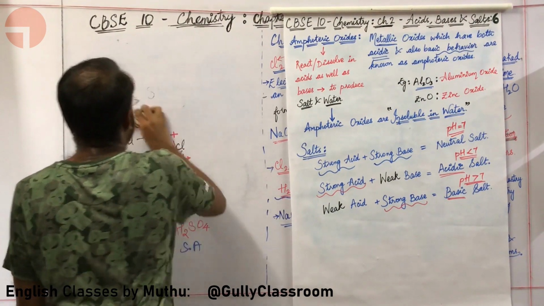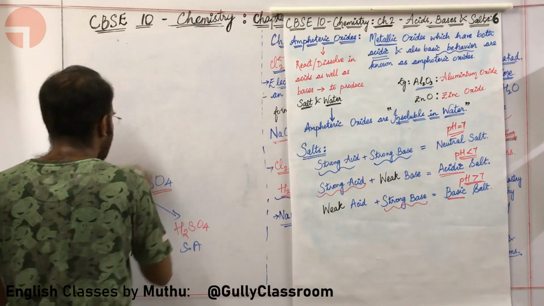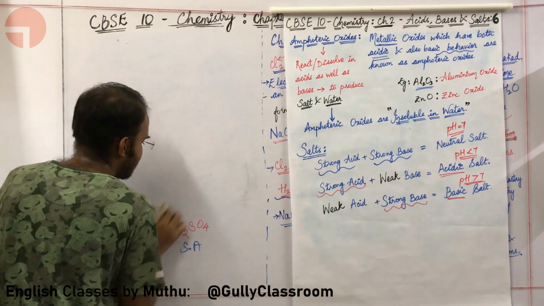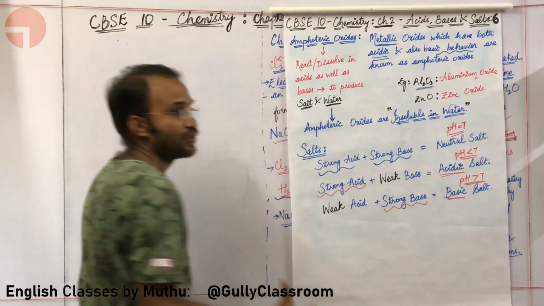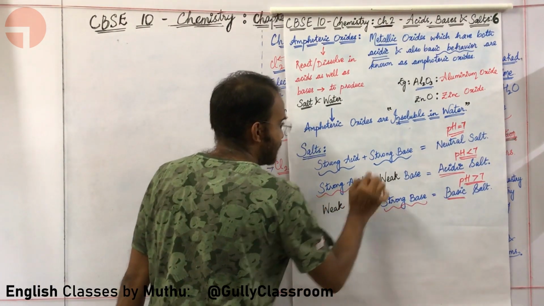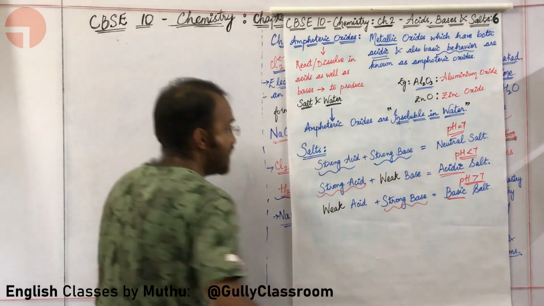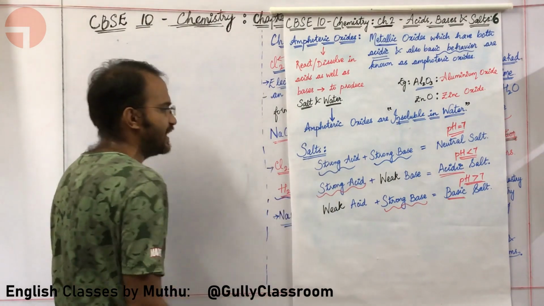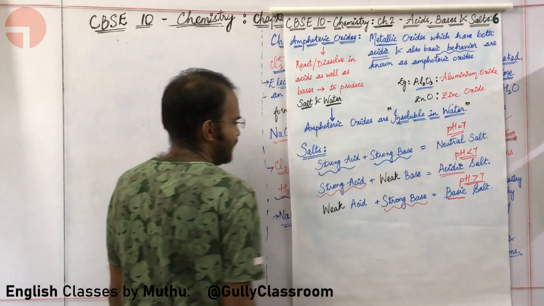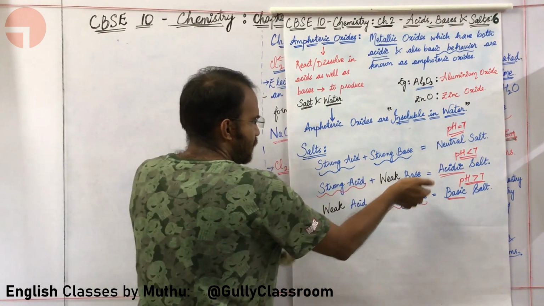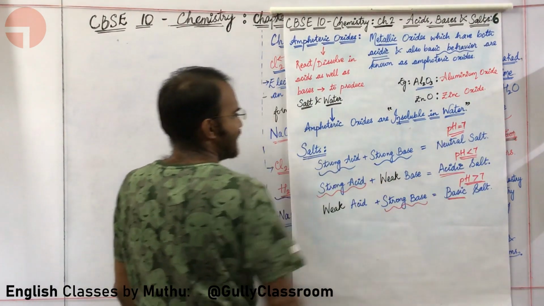Now let us look at a couple of acidic salts. How are acidic salts formed? Let me repeat. How are acidic salts formed? Acidic salts are formed when we have a strong acid but a weak base. Similarly, basic salts are formed when we have a strong base but a weak acid. The idea is whichever is strong is repeated here. If we have a strong acid and a weak base, it is an acidic salt. If we have a strong base and a weak acid, it is a basic salt.